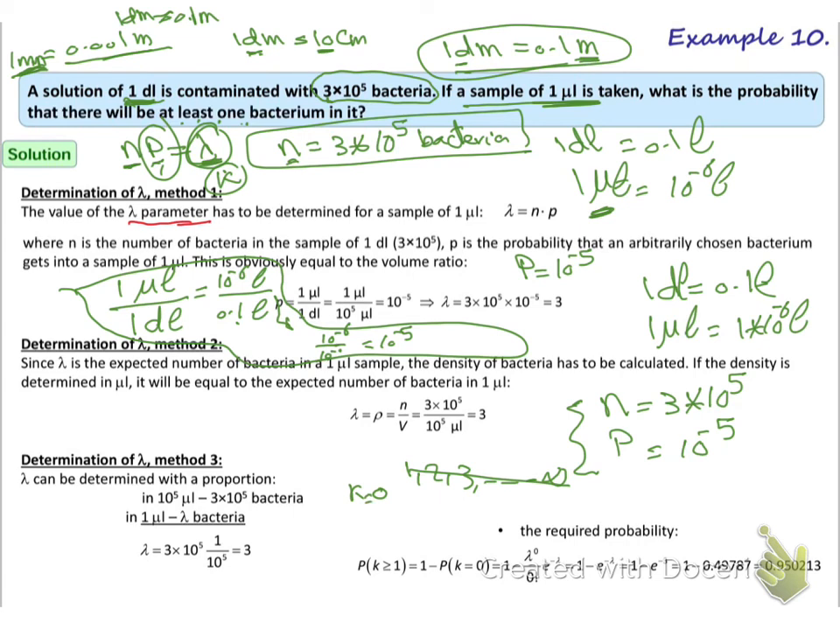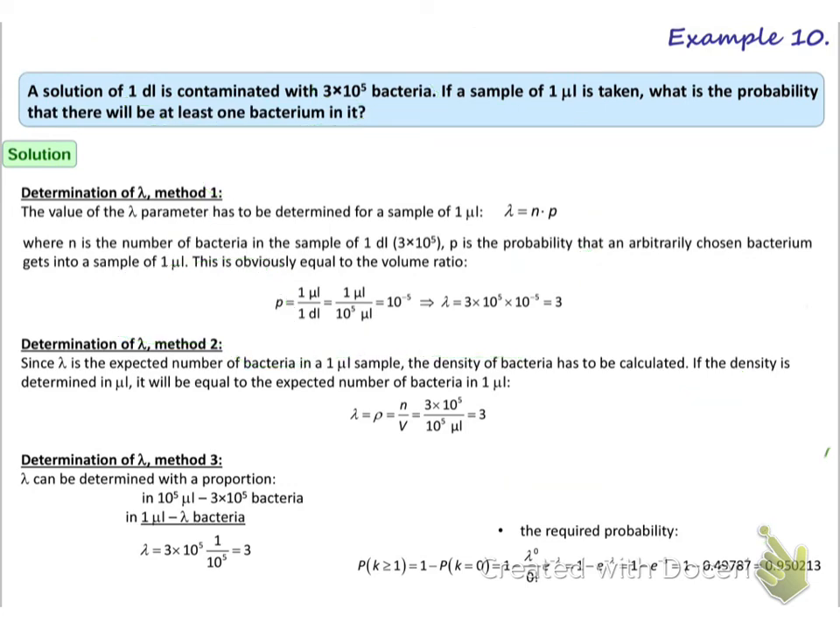I'll use Poisson to do this calculation. So I have n and p. What will lambda be? Lambda will be np, which is 3 times 10 to the power 5 times 10 to the power minus 5. They cancel each other, so lambda equals 3. So I can clear the page now, and in my problem I have lambda equals 3, and k equals 0, but I want the reverse.